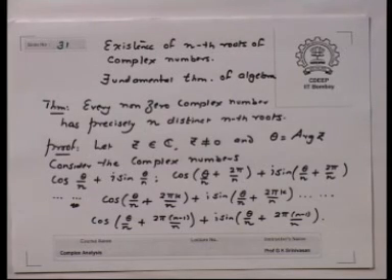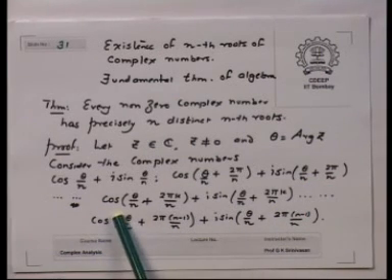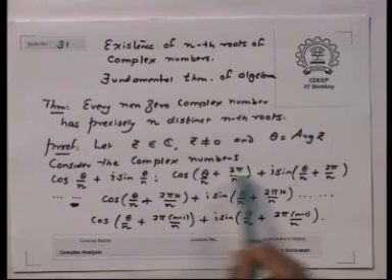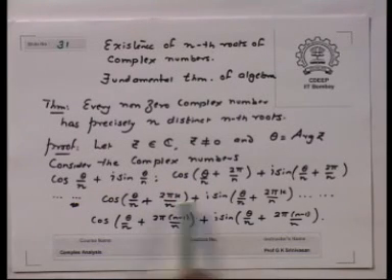So let us take z not equal to 0, and let theta denote the principal argument of z. Let us consider the complex numbers cos(theta/n) plus I sin(theta/n), cos(theta/n plus 2 pi/n) plus I sin(theta/n plus 2 pi/n), and so it goes, cos(theta/n plus 2 pi k/n) plus I sin(theta/n plus 2 pi k/n), where k runs from 0 to n minus 1. These are n distinct complex numbers. It is an exercise for you to check that these are distinct.